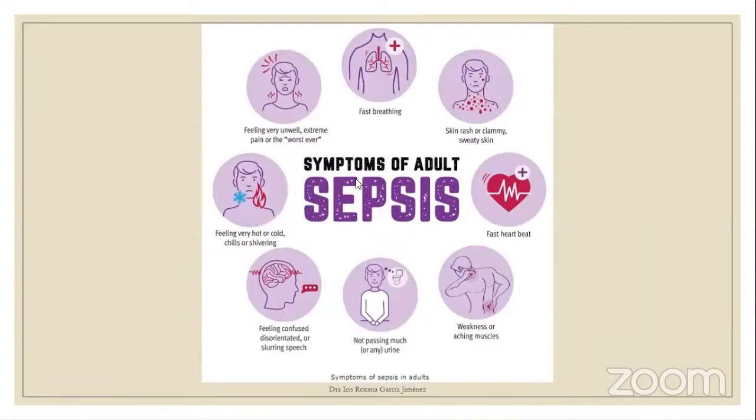Symptoms of adult sepsis: again, skin rash or clammy, sweaty skin, right? Fast breathing, feeling very unwell, extreme pain, feeling very hot or cold, chills or shivering, feeling confused, disoriented, or slurring speech, not passing much urine, weakness or aching muscles, and fast heartbeat.